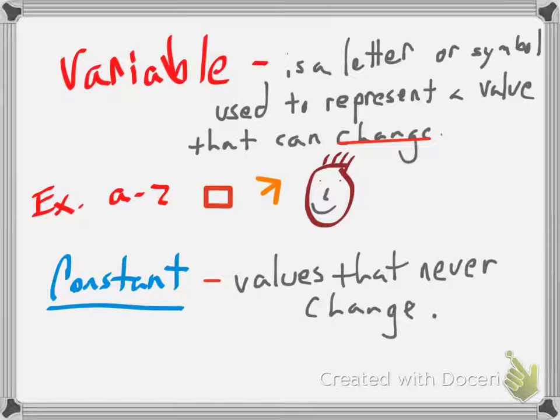A constant. Constants are numbers that don't change. So like a 2 or like a 3. Now every algebraic expression has some type of constant, whether it be 0, square roots, fractions, regular numbers like integers, anything like that. Constants are values that never change. They're always constant.